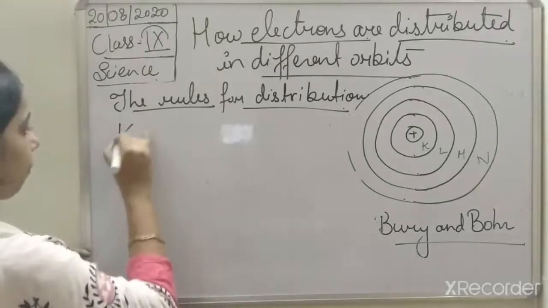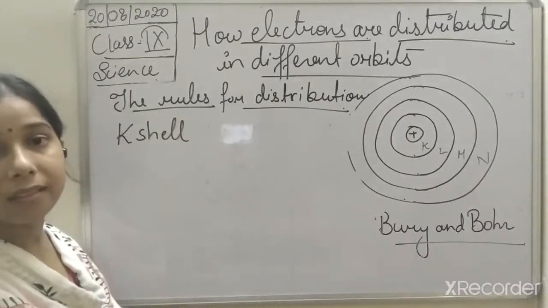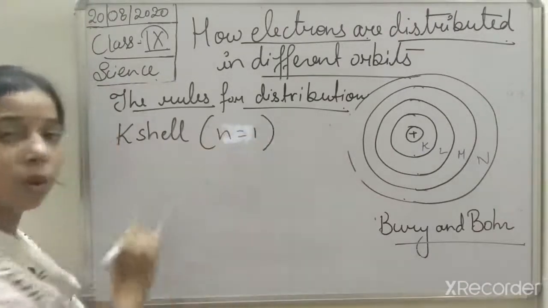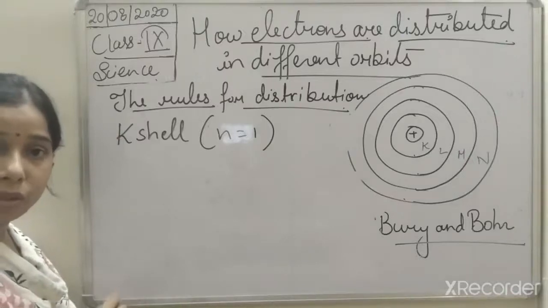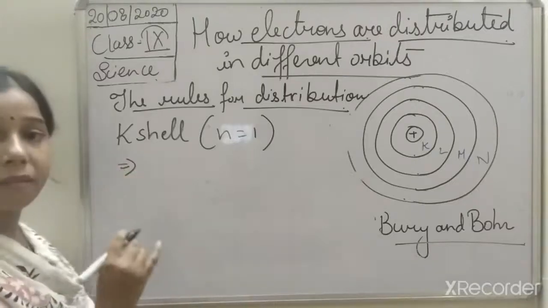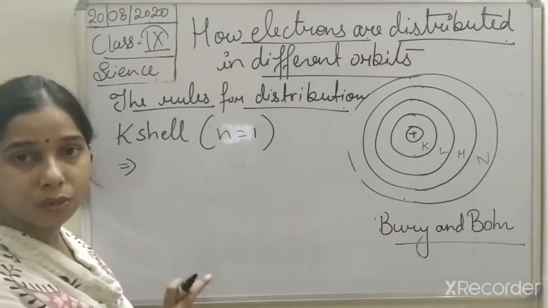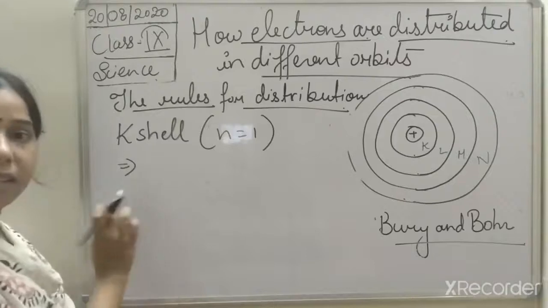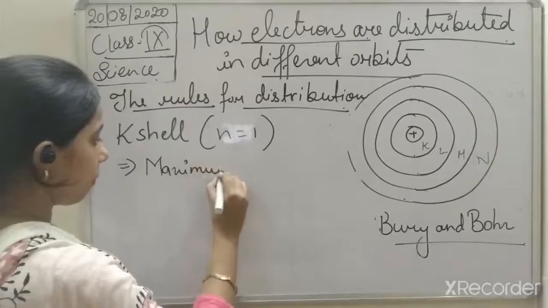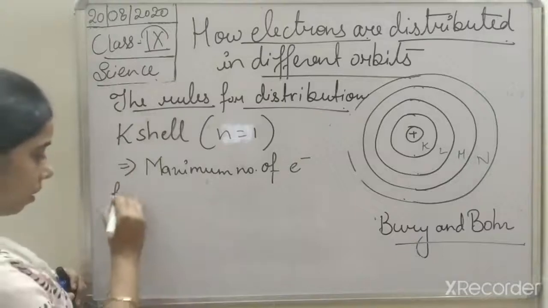So the K shell is near the nucleus, so we can say this is the first orbit. For the K shell, n will be equal to 1, because this is the first orbit. Now if we put the value of n in the formula to get the maximum number of electrons accommodated by the K shell, it will be the maximum number of electrons by the K shell.